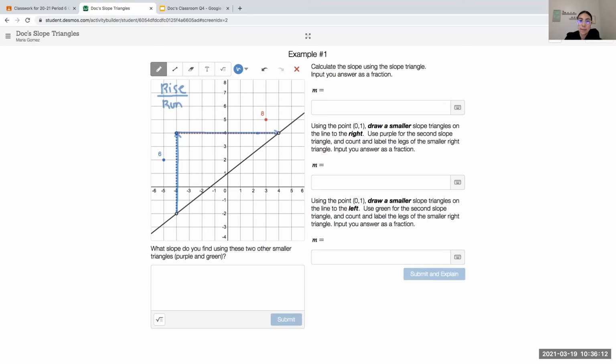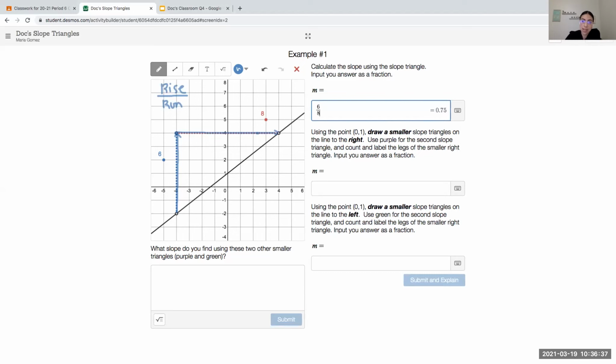There we go. Good job, Andres. All right, so our rise and our run for this line, just by looking at that triangle that they gave us, is 6 as our rise over 8. So our slope for this line is just 6 over 8.